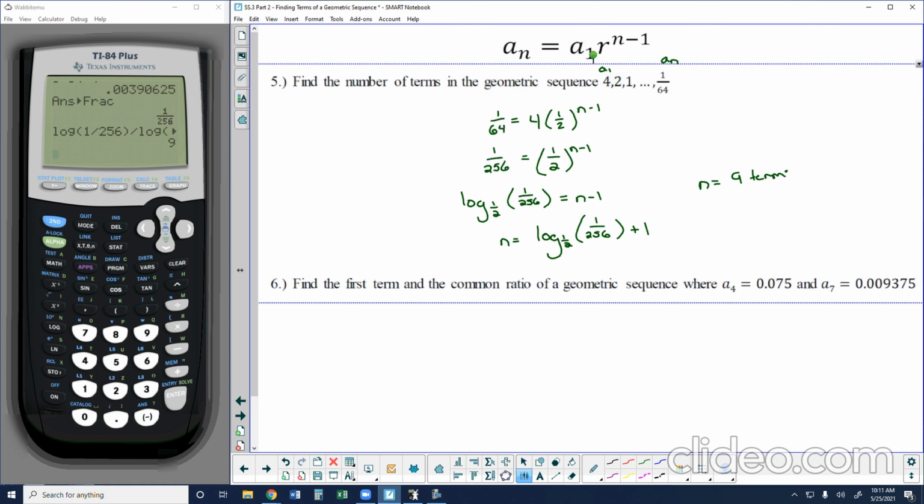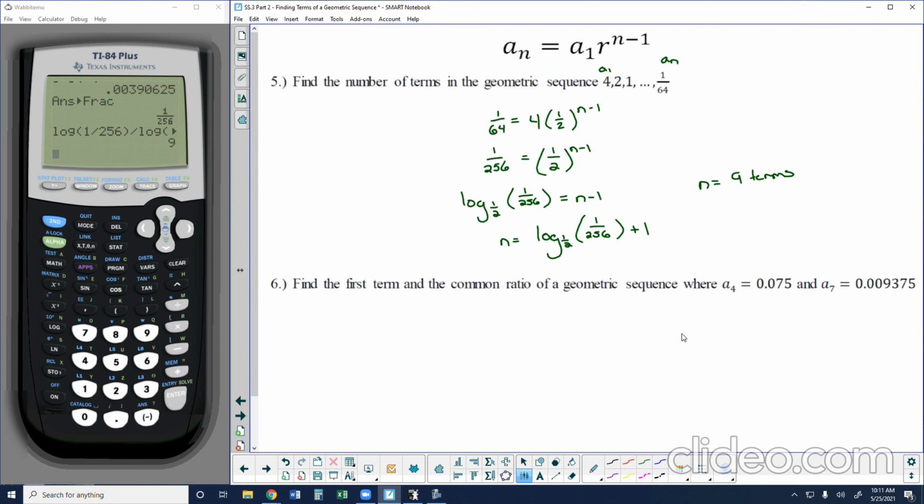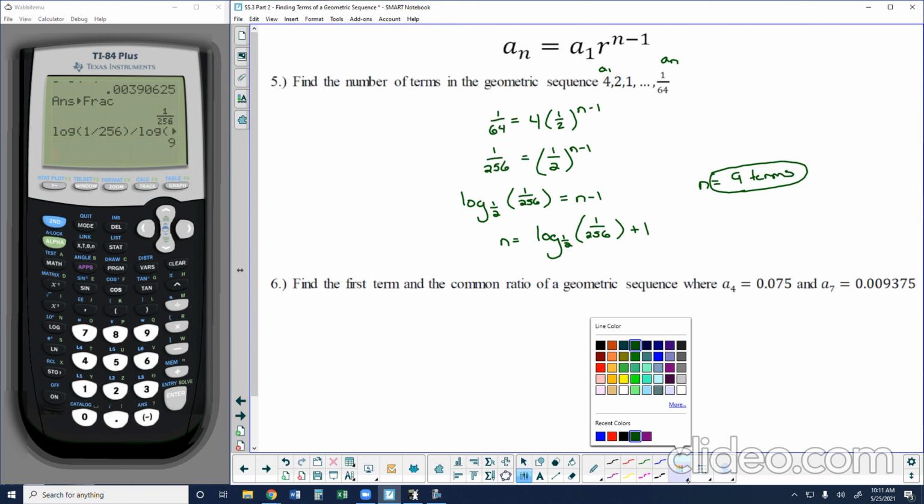You could have found this out by starting at 4 and dividing by 2 over and over again until you get to 1 over 256, and it would take you 9 terms. But it's, again, good to be able to use this formula for much larger problems.